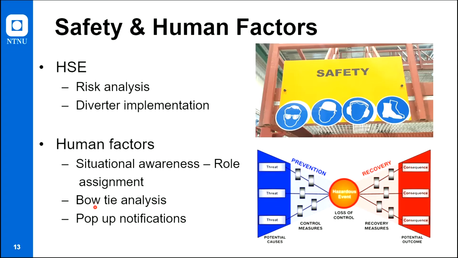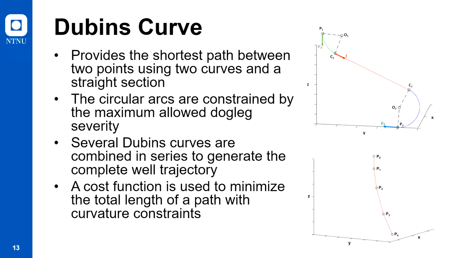We also perform bow-tie analysis on the major hazardous events that we could have throughout the system, to have control measures in the prevention and recovery measures on the recovery to avoid any consequences of the hazardous event. Finally, we also apply pop-up notifications in the graphical user interface or GUI in order to keep situational awareness on the operator at all times, so we knew what we were doing throughout the drilling process.